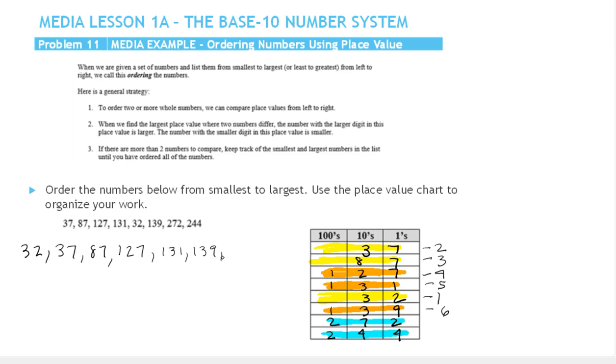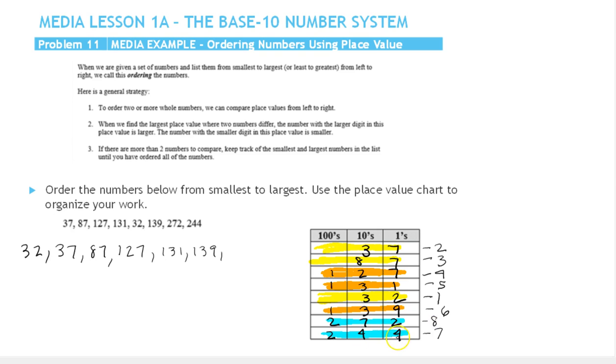Now finally, we'll group the numbers in blue. We have 272, 244. Their hundreds place matches. We look at the next largest place value, which is the tens. Notice that this number has a 7 in the tens, this number has a 4, so this is smaller, 244, than 272. So this will be our seventh, and this will be our eighth.